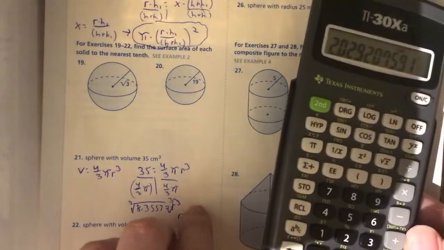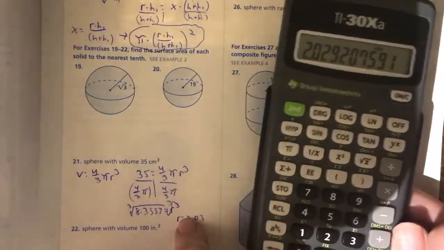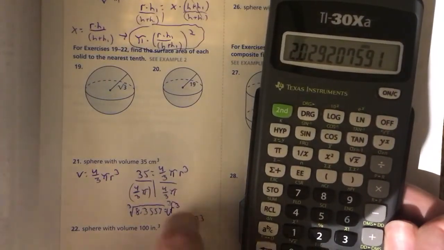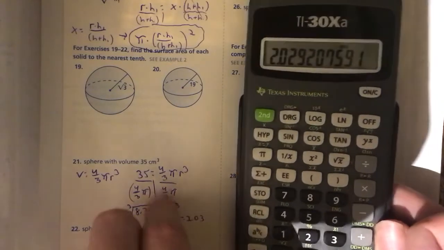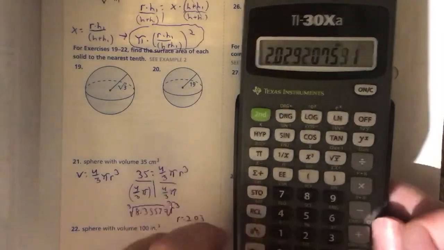And now that I know what the radius is, I can figure out the surface area by using my formula given the radius. So that's how you figure out the radius given the volume. And then once you know the radius, you can figure out the surface area.